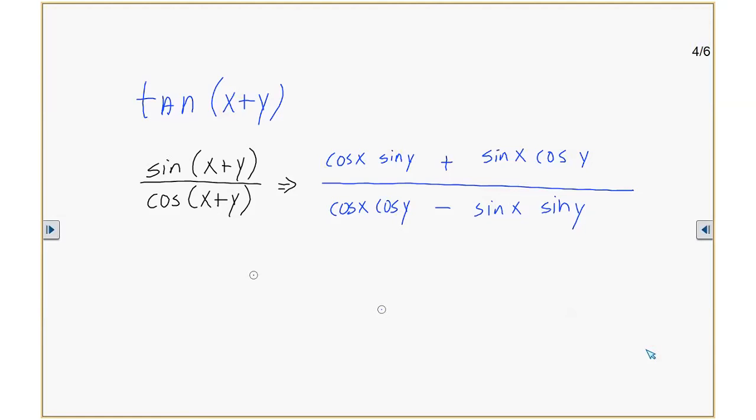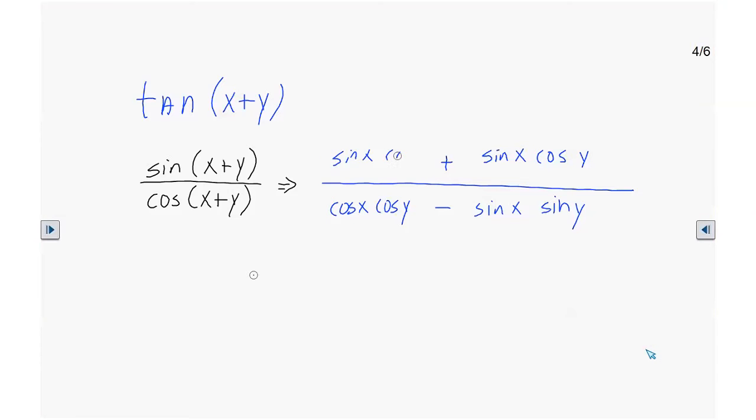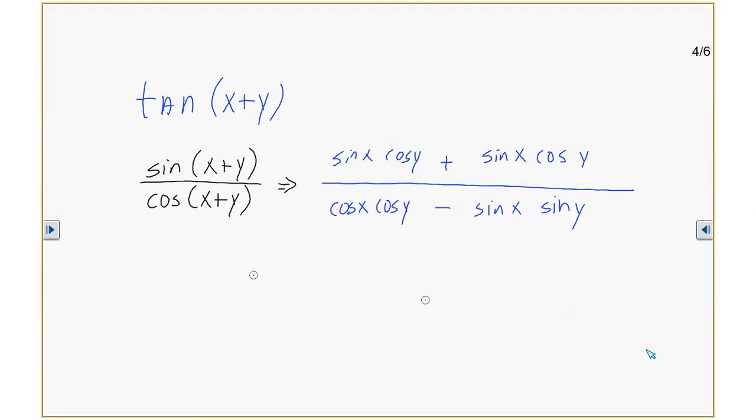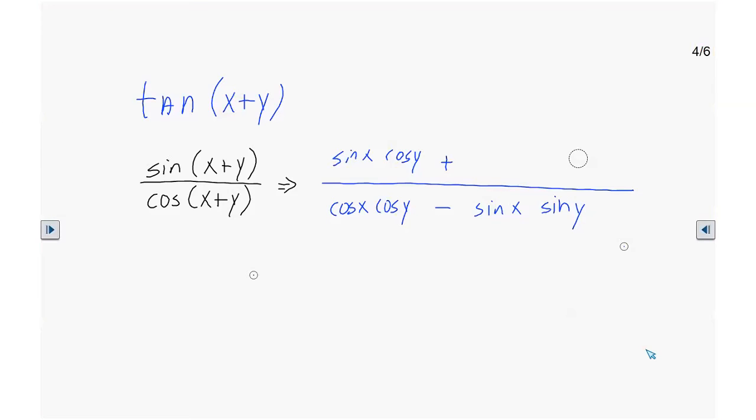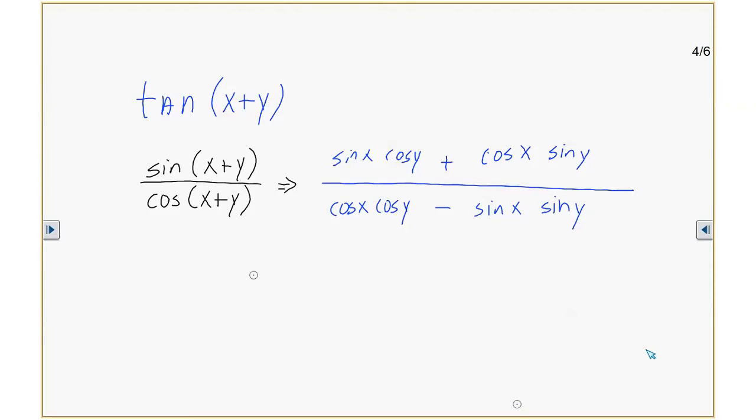Is that what I just said? Cosine of x, sine of y? No. I just did it the same way. I want to put the cosine first for some reason. It doesn't matter, but I want to keep my notes straight. Sine of x, cosine of y, and cosine of x, sine of y. What I had over here, I'm putting over here, so it doesn't matter.